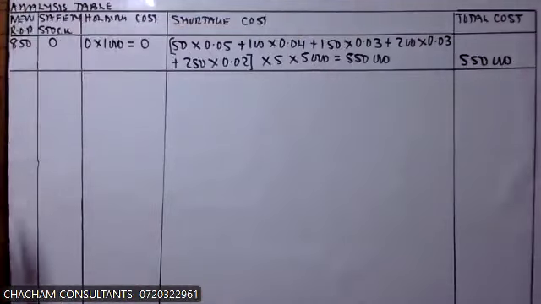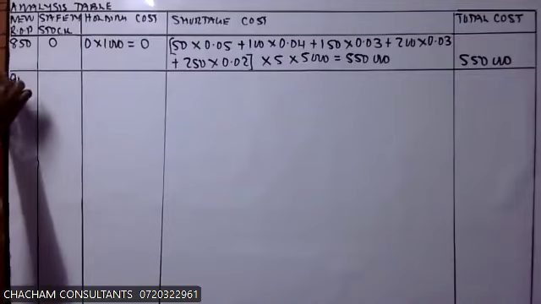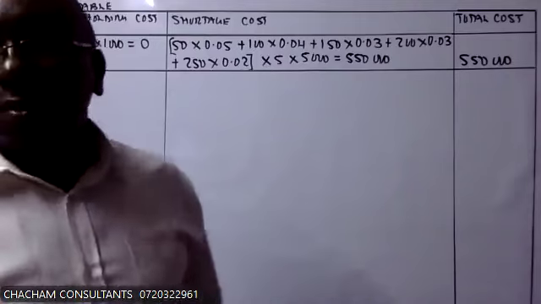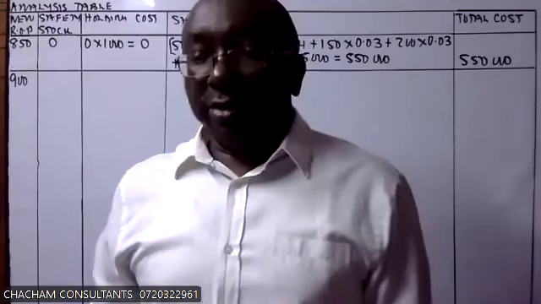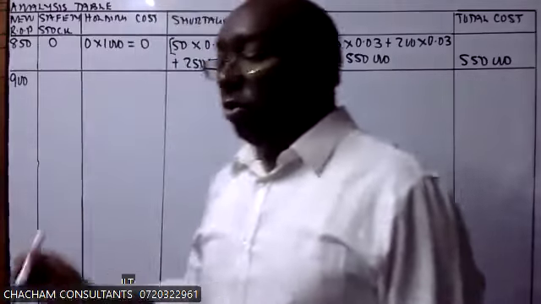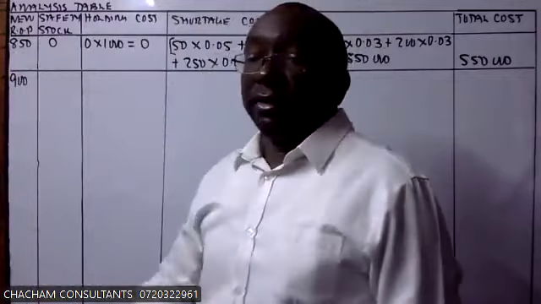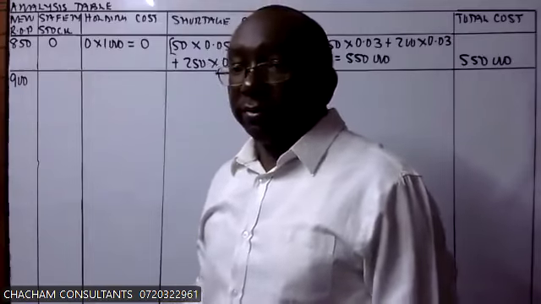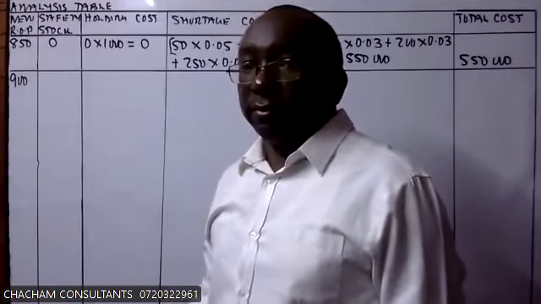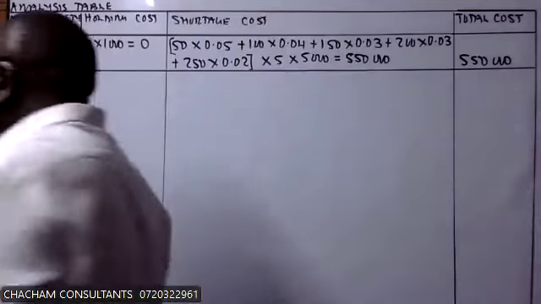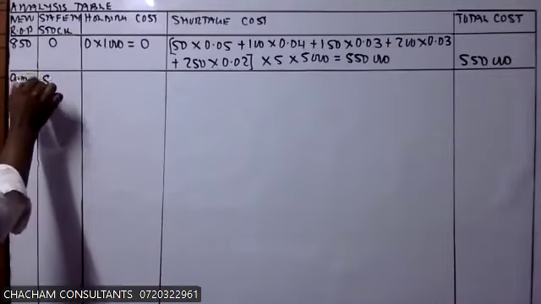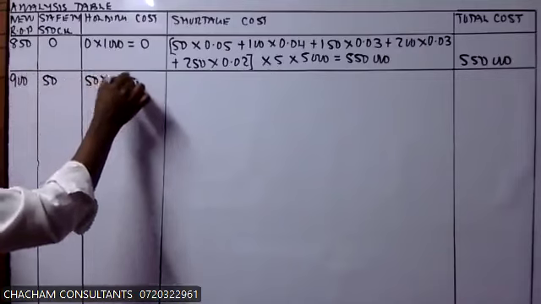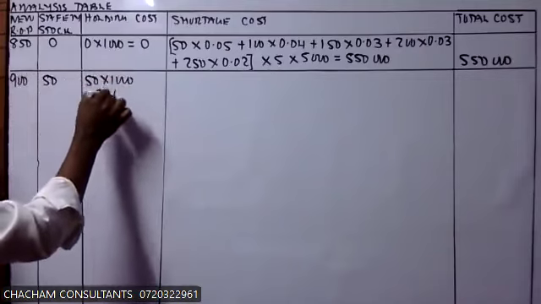Higher. We now try the next one, 900. So if 900 becomes our new reorder point, and we know the current is 850, that means now we have a safety stock of how many units? 50. Good. And therefore, our holding cost will be 50 times 1,000, and that is 50,000.